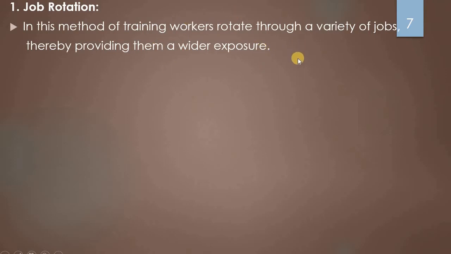So they are not placed in one job. After 1 week or after some time they are placed into another job, and after some time into another job. That is how it is rotated. For example, if you are a probationary officer selected for a bank, they will be put in a branch, and first they will be given experience as a clerk.